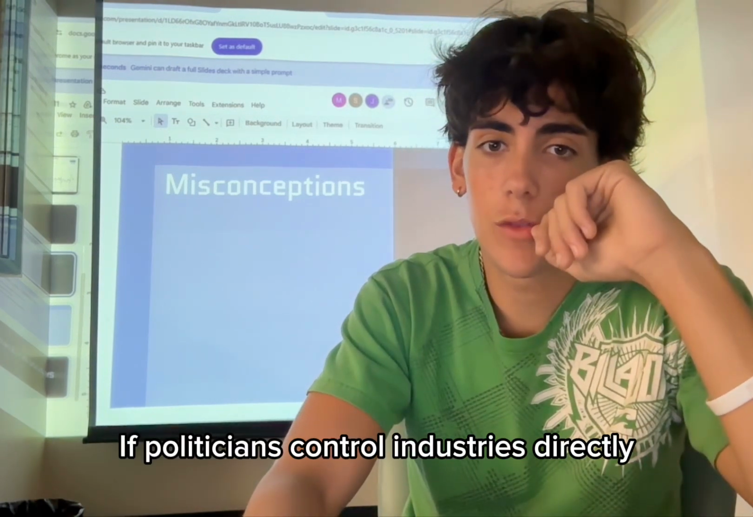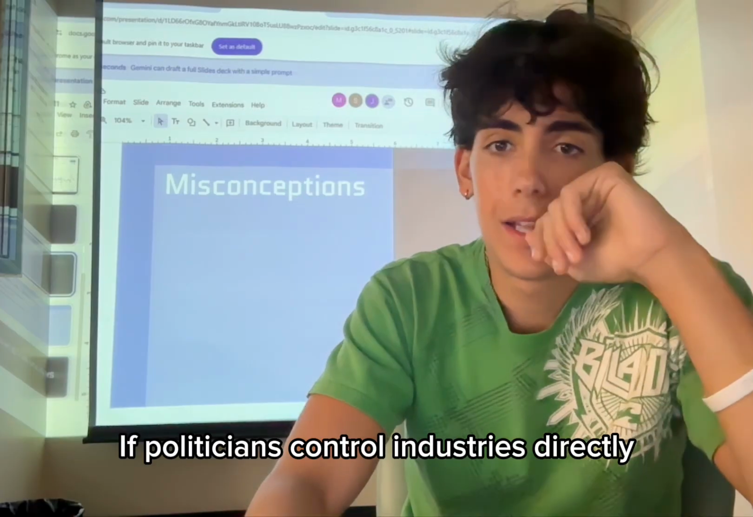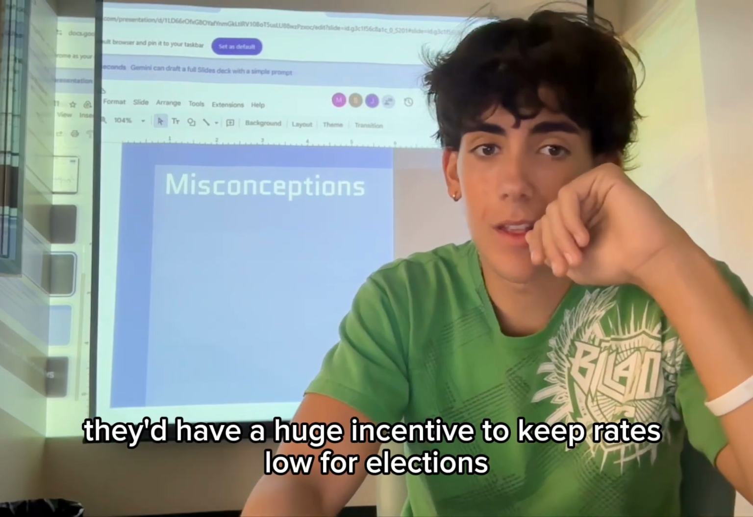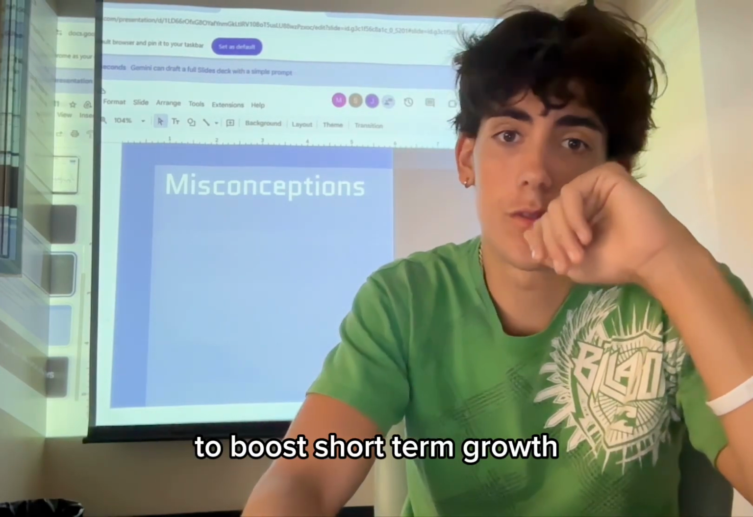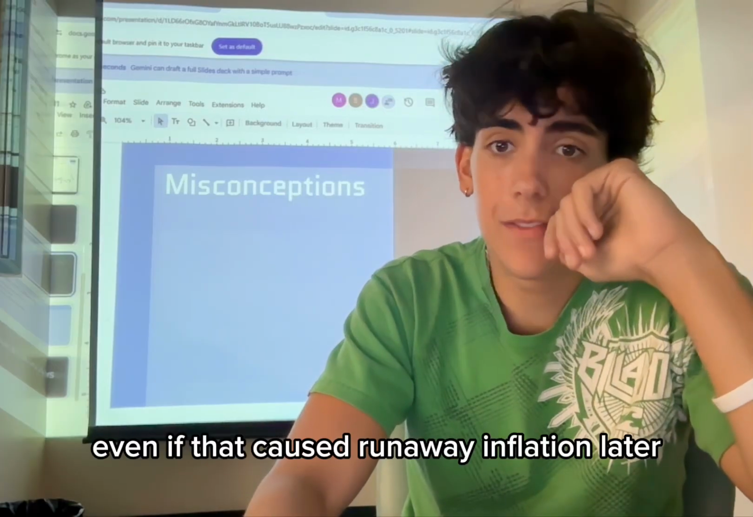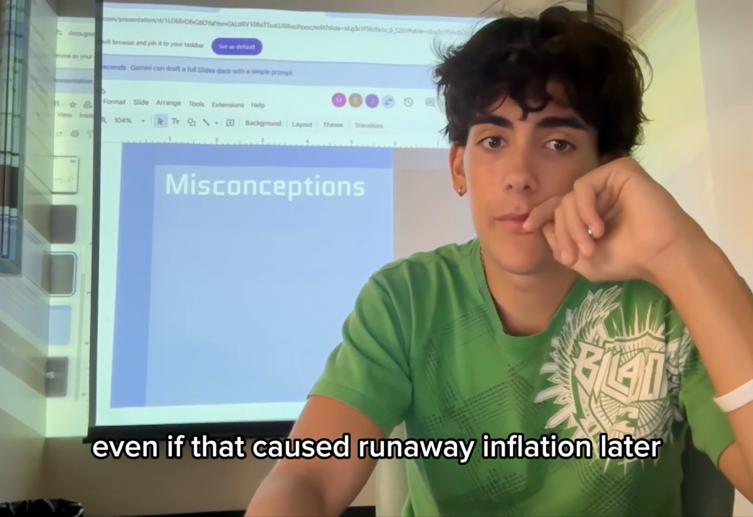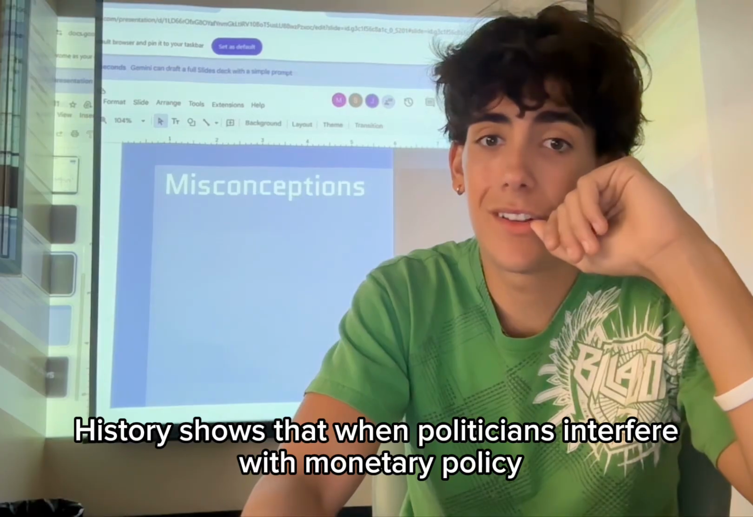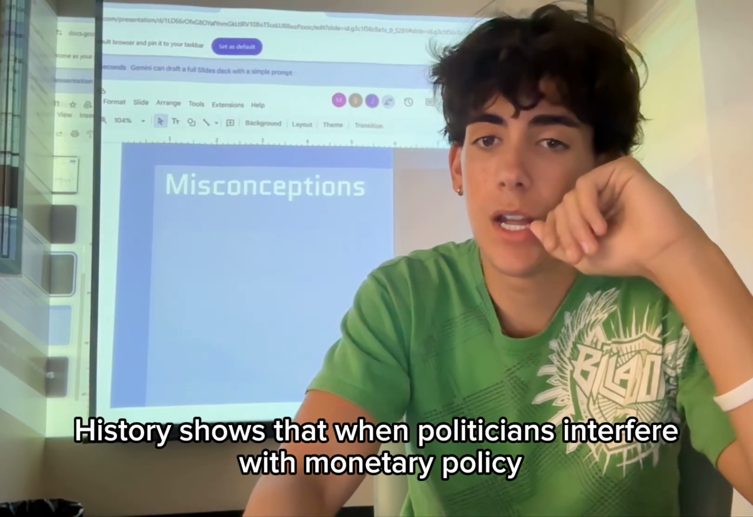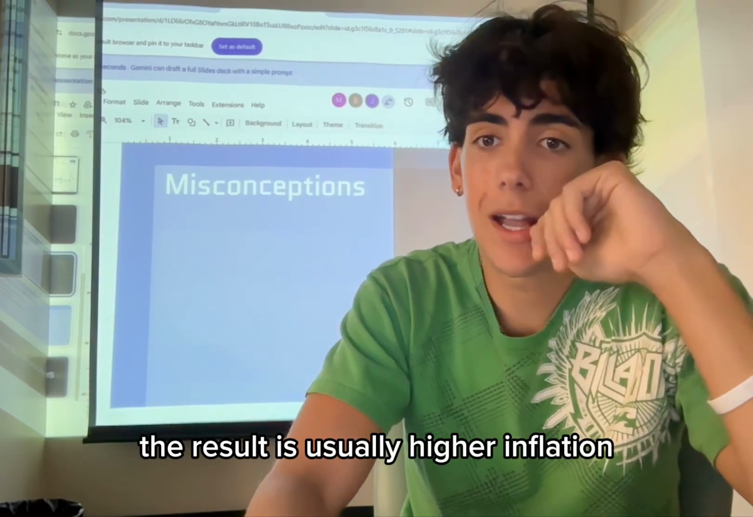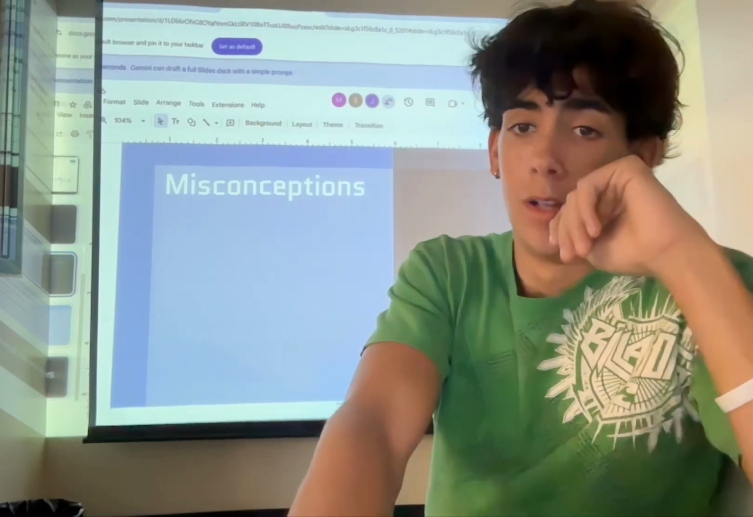If politicians controlled interest rates directly, they'd have a huge incentive to keep rates low before elections to boost short-term growth, even if that caused runaway inflation later. History shows that when politicians interfere with monetary policy, the result is usually higher inflation.